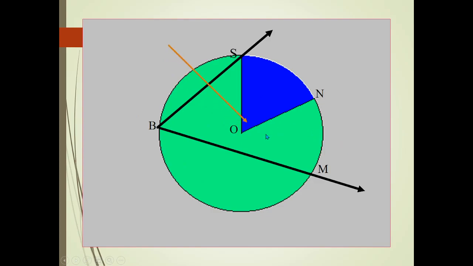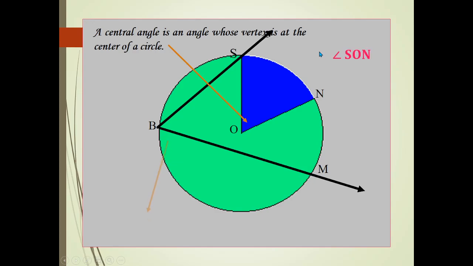Now, there are 2 kinds of angles in a circle. This one is a central angle. It is an angle whose vertex is at the center. So you see that the center is at point O, which is also the vertex of the angle. Therefore, angle SON is a central angle.